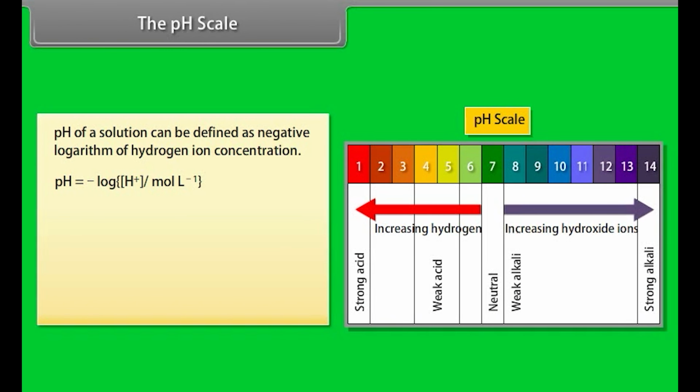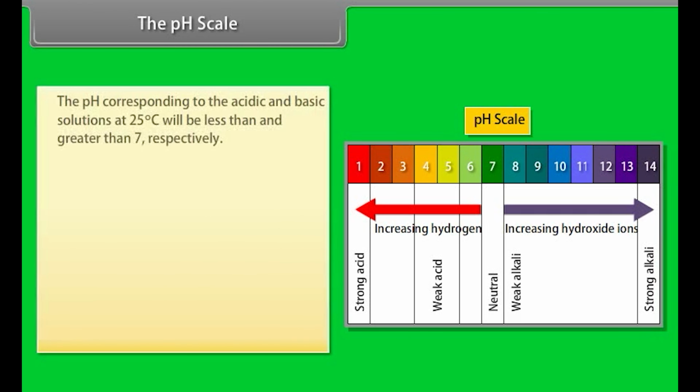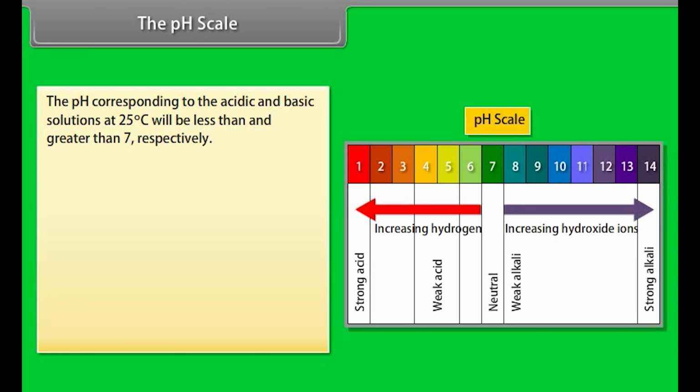The pH scale. pH of a solution can be defined as negative logarithm of hydrogen ion concentration. For neutral water at 25 degrees Celsius, pH is equal to minus log of 1.0 into 10 raised to the power minus 7, which is equal to 7. The pH corresponding to the acidic and basic solution at 25 degrees Celsius will be less than and greater than 7 respectively.